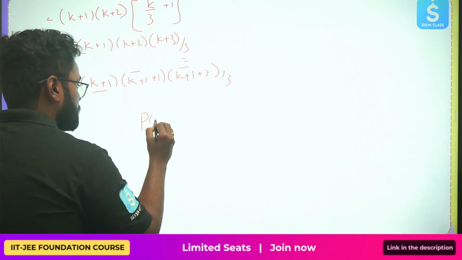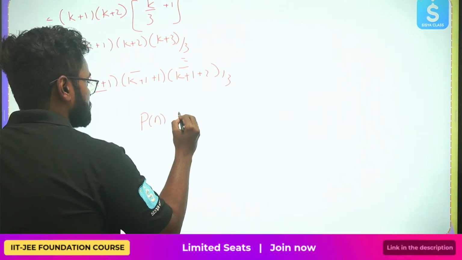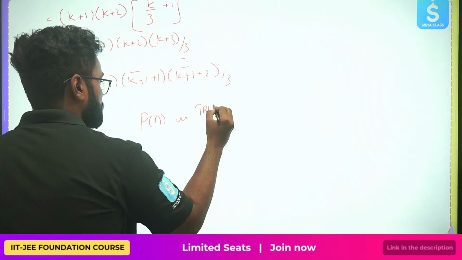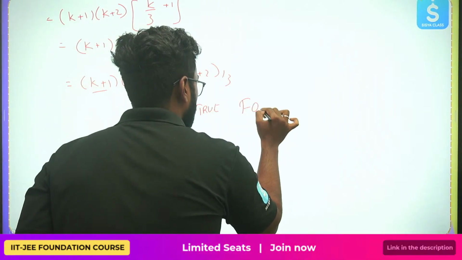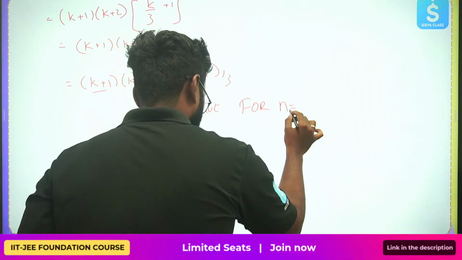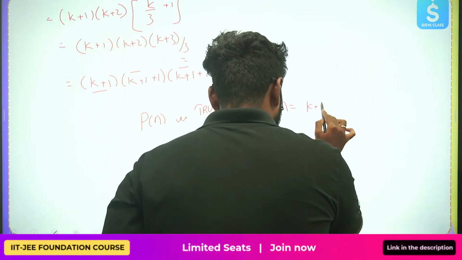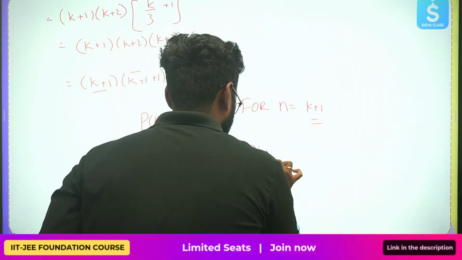Okay. Now by this what we can say? P of n is true for n equals k plus 1 by mathematical induction.